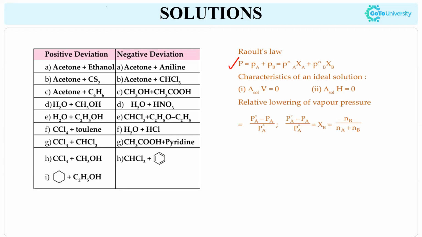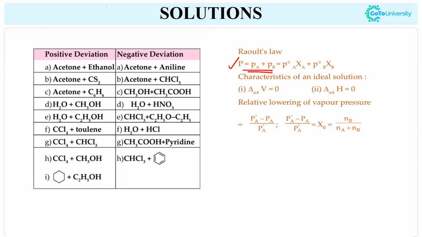Okay, so if you come to Raoult's law and we are coming to the ideal solutions, there is an importance for Raoult's law. Okay, so according to this Raoult's law, we can say PA is equal to P0A plus P0B.